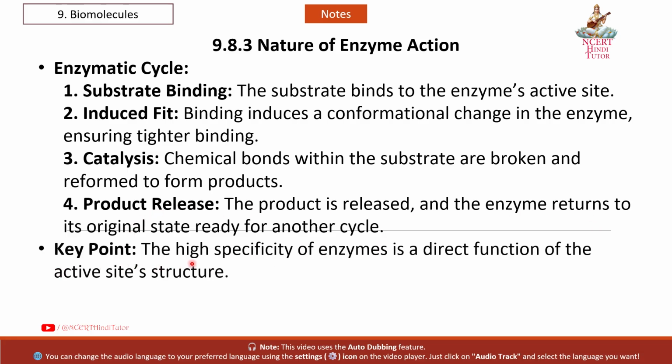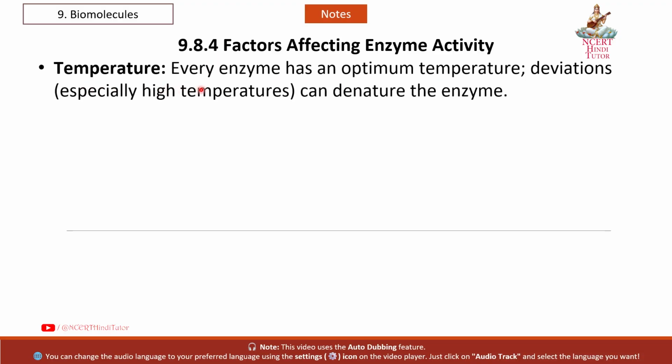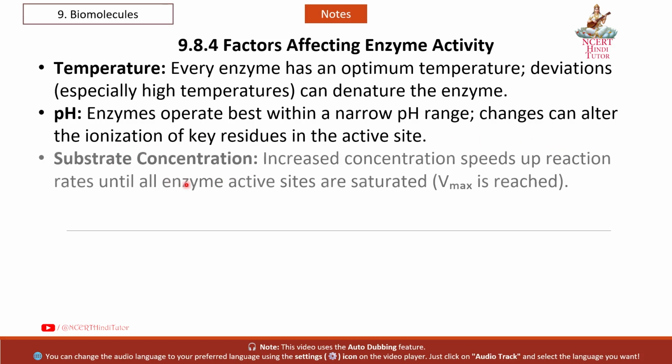Key point: the high specificity of enzymes is a direct function of the active site structure. 9.8.4 Factors affecting enzyme activity. Temperature. Every enzyme has an optimum temperature. Deviations, especially high temperatures, can denature the enzyme. pH. Enzymes operate best within a narrow pH range. Changes can alter the ionization of key residues in the active site.